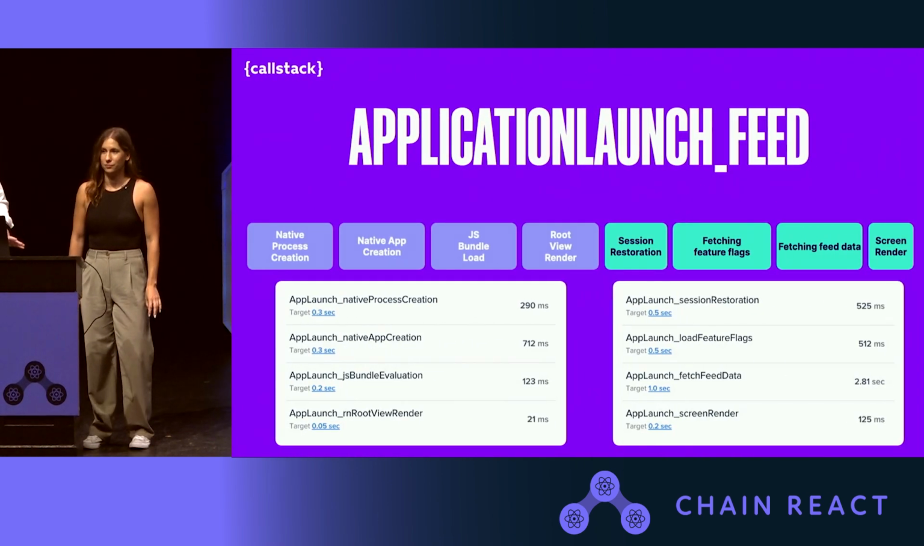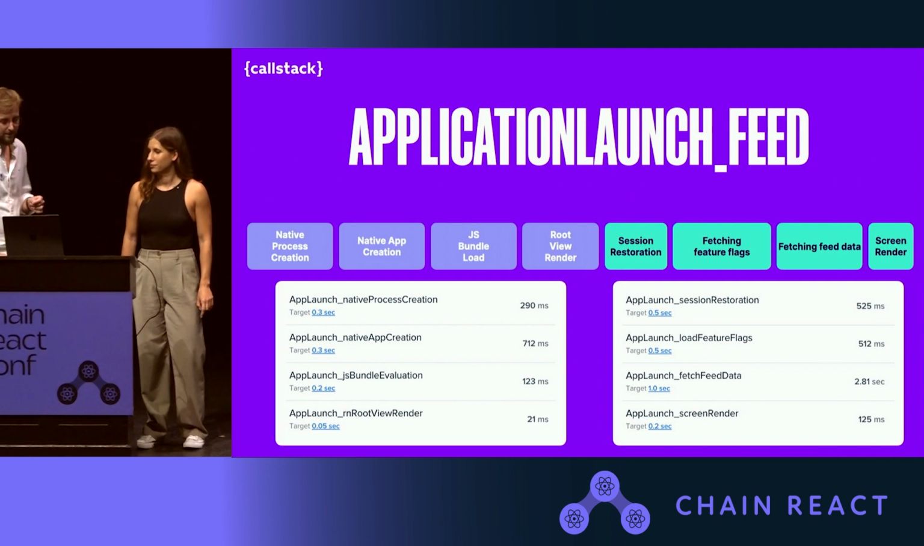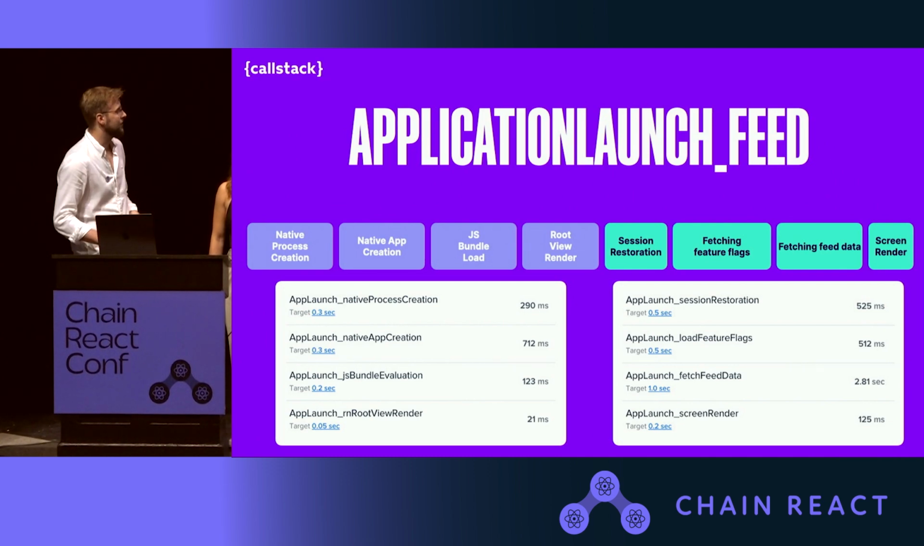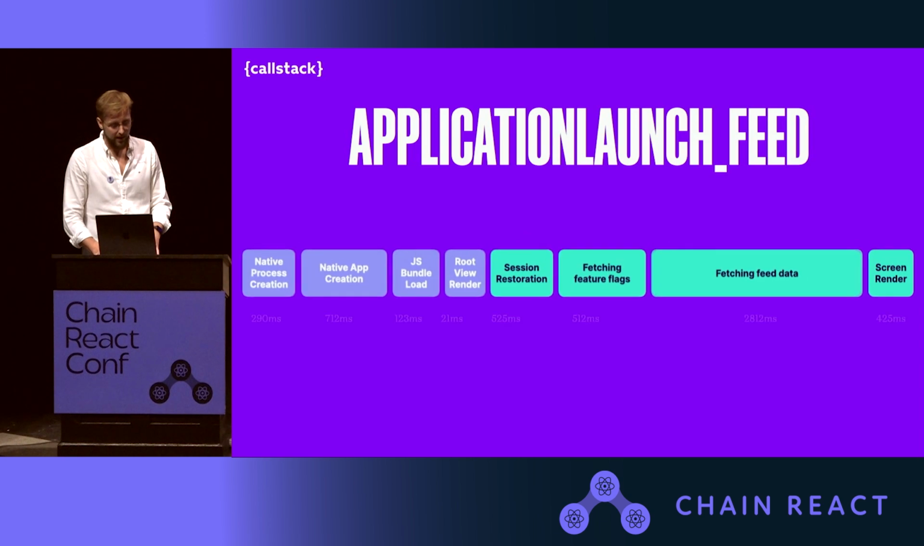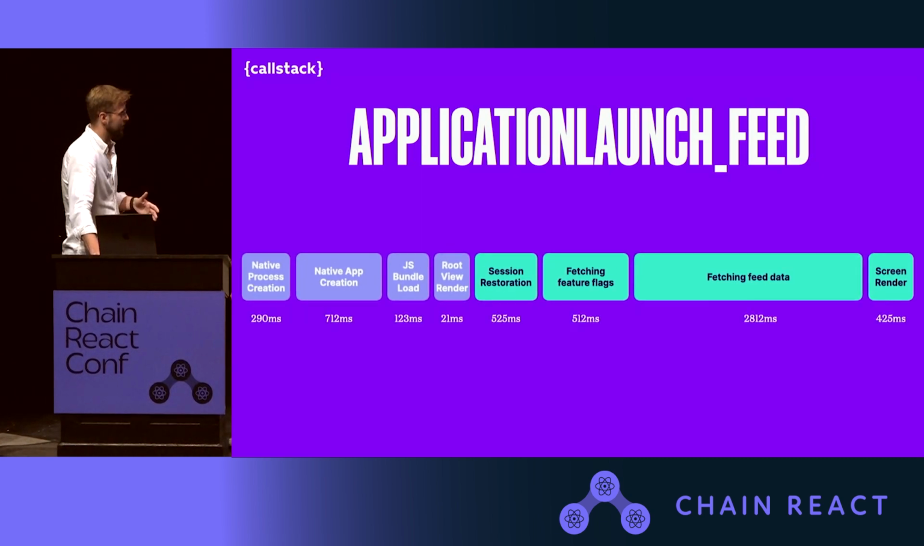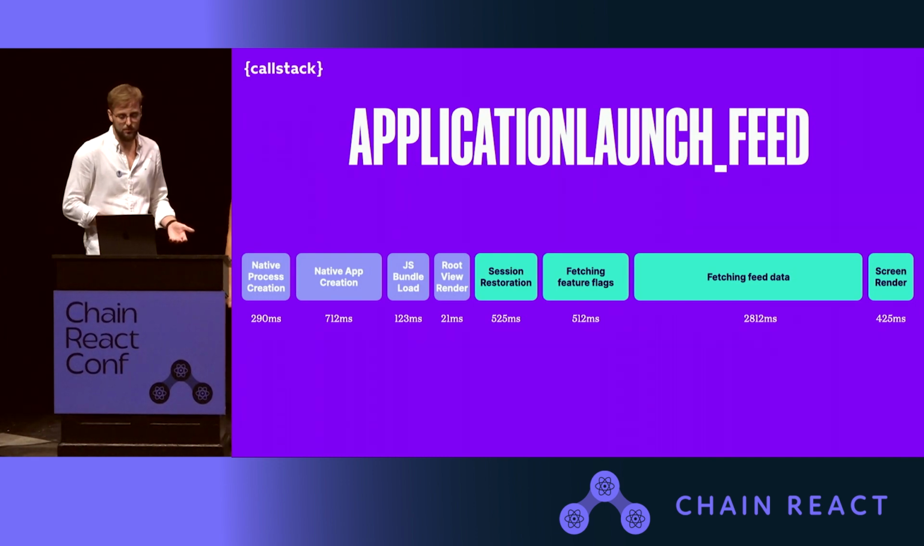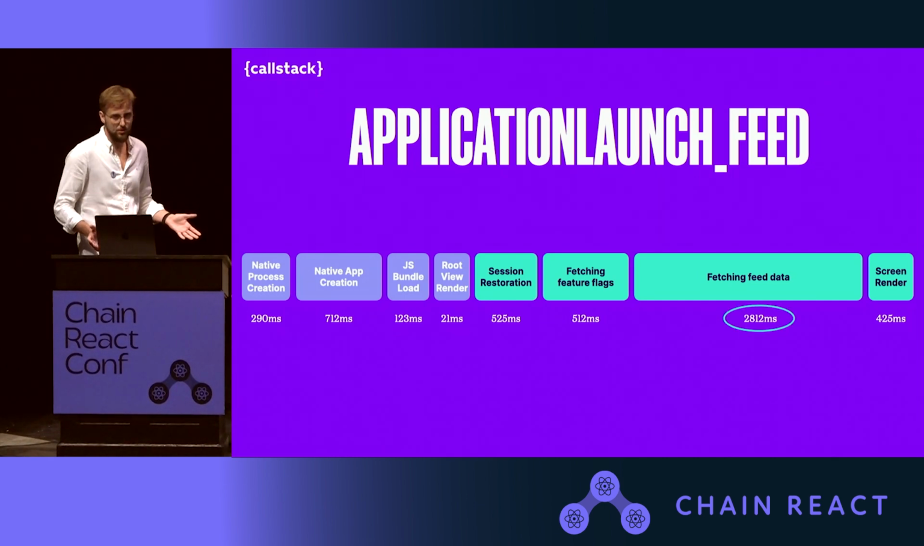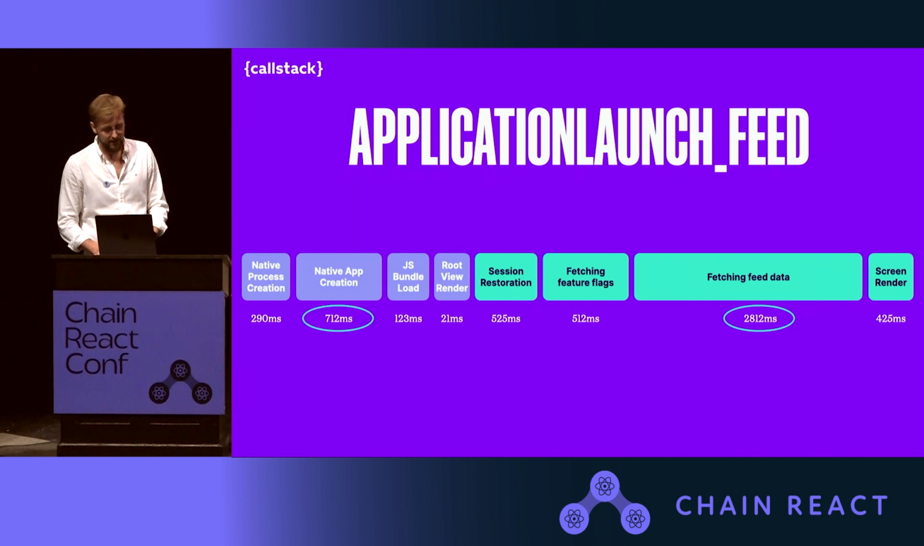Okay, so that's enough theory. We can get back to our case. As you can see, we have implemented all the detailed metrics and started getting the first results. And there are a couple of bottlenecks in our process. So a few metrics take unusually long time compared to the standard React Native apps. For example, fetching the feed data consumes most of the time. And there's also something suspicious in the native app creation, which takes almost a second. Subsequently, session restoration, which should be a fairly simple process, takes over a second.